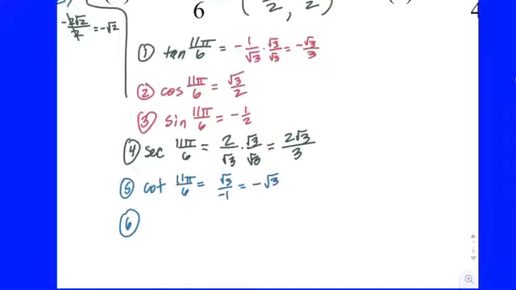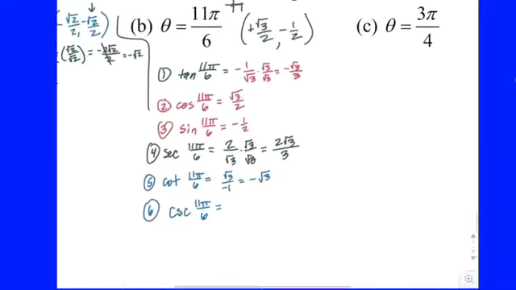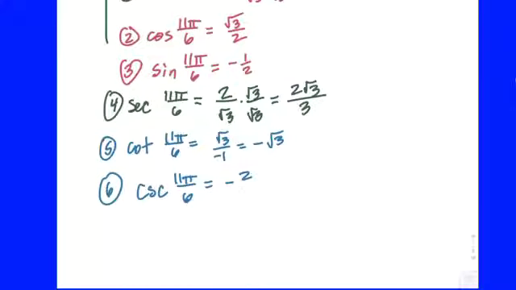All right. And what's the last one? What's the one that we're missing? Cosecant. Sweet. Cosecant of 11 pi 6. We're going to flip which one of these? The sine, right? So negative 1 over 2 flipped is negative 2 over 1, which is just negative 2. Done.